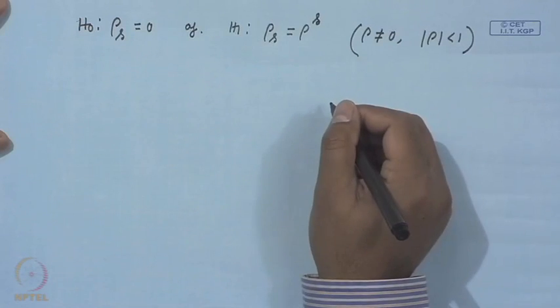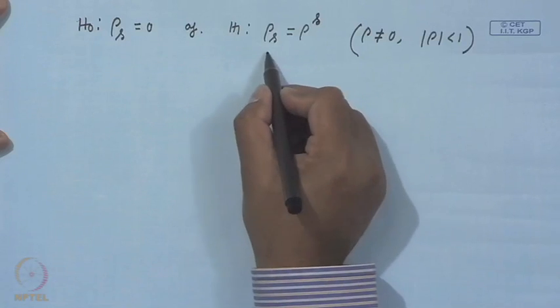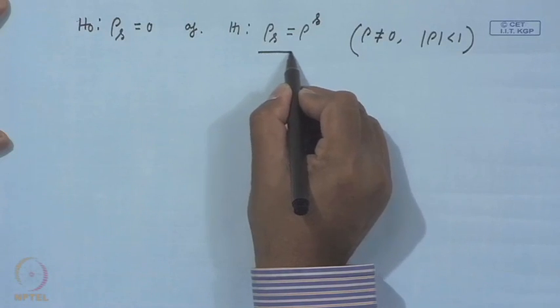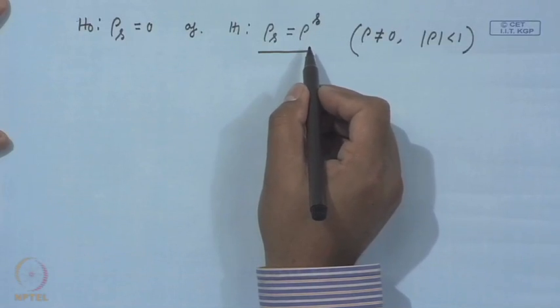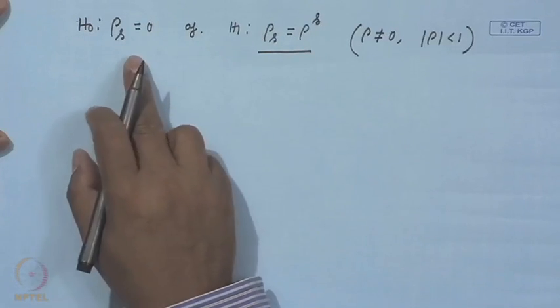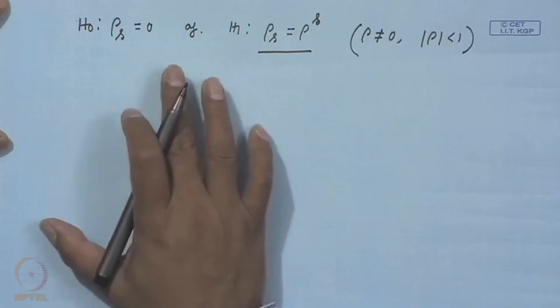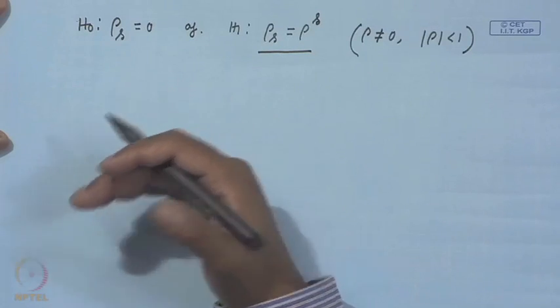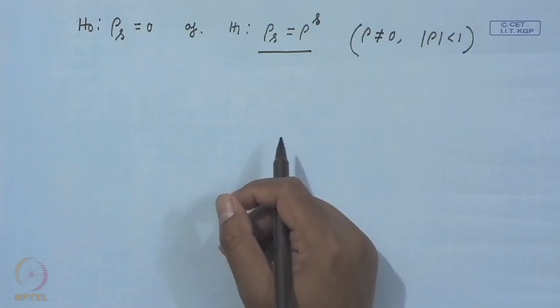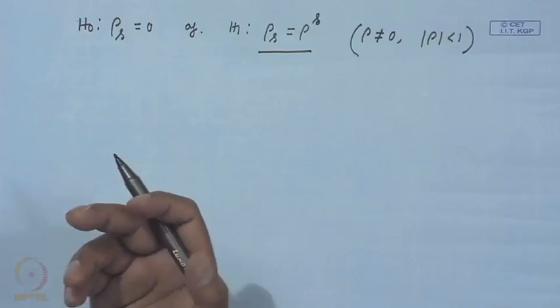Now, what I will do is consider why we are taking this particular alternative and how it comes about. We will talk about that a little bit. If the null hypothesis is accepted here in our test, where we are talking about one test procedure using the Durbin-Watson test, that is rho s is equal to 0, that means there is no autocorrelation in the error. And here we wrote the alternative hypothesis rho s is equal to rho to the power of s.